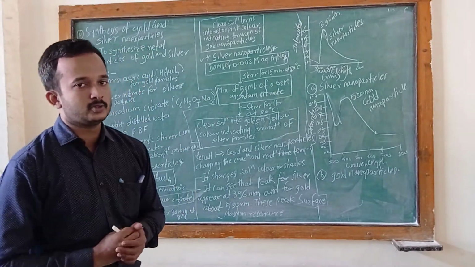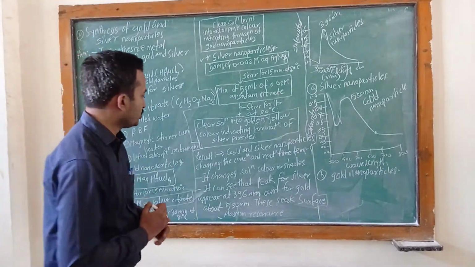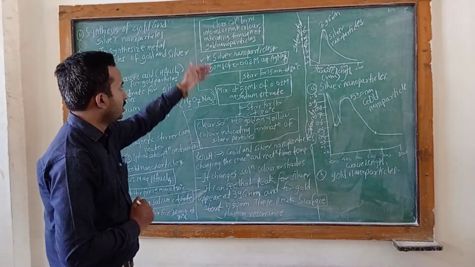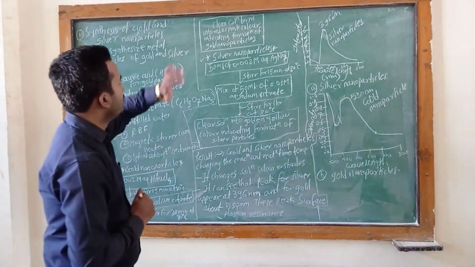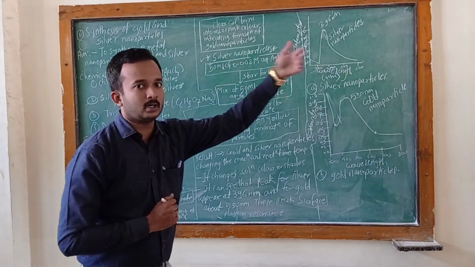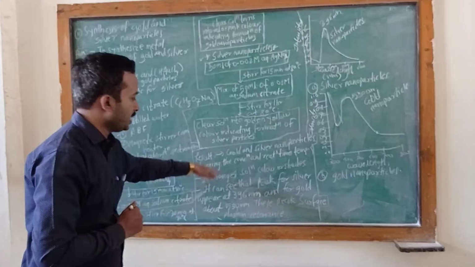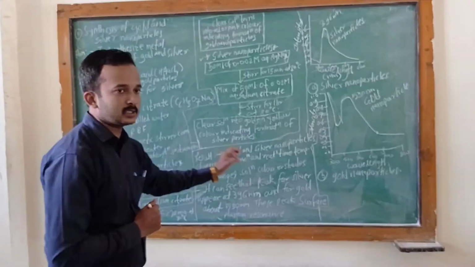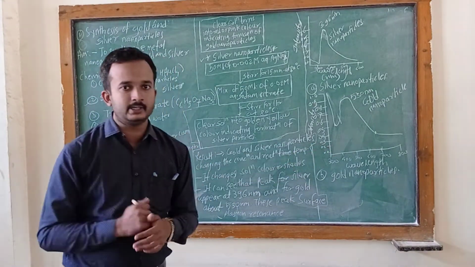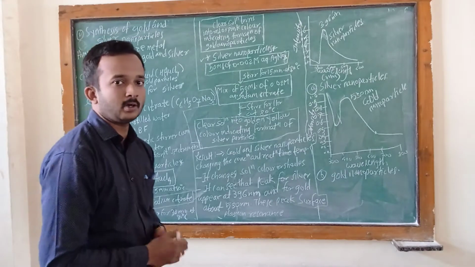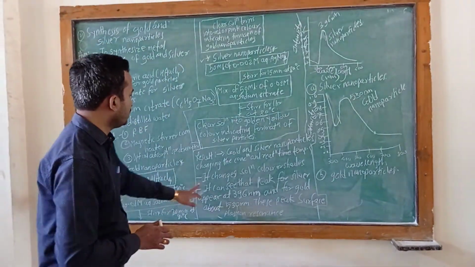The second conclusion is that it changes the solution color or shades. In this synthesis of silver or gold nanoparticles, your clear solution changes to a colored solution. This is the second result.